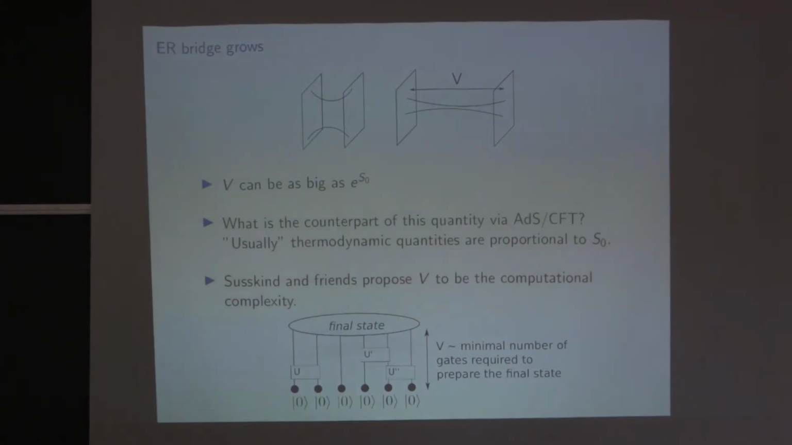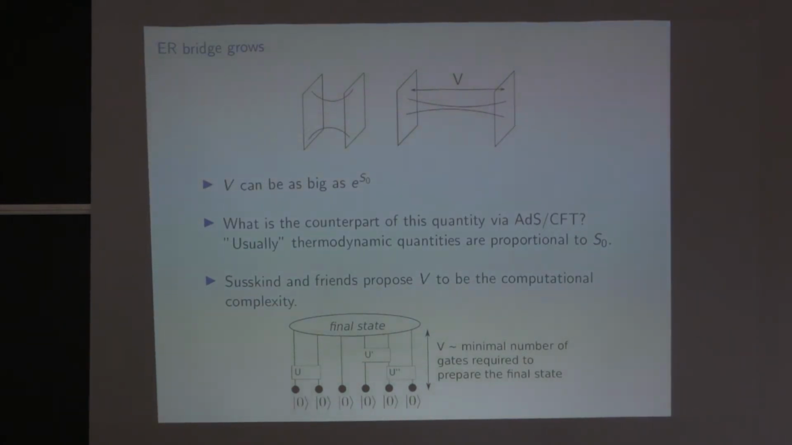So let me briefly review in one slide what's going on with black holes. There is the celebrated Einstein-Rosen bridge solution, where I have two universes connected with a bridge. At the entrance to this bridge there are two black holes, and inside we have a growing interior. The volume of this interior grows with time. It can become as big as e to the S naught, where S naught is the Bekenstein-Hawking entropy.